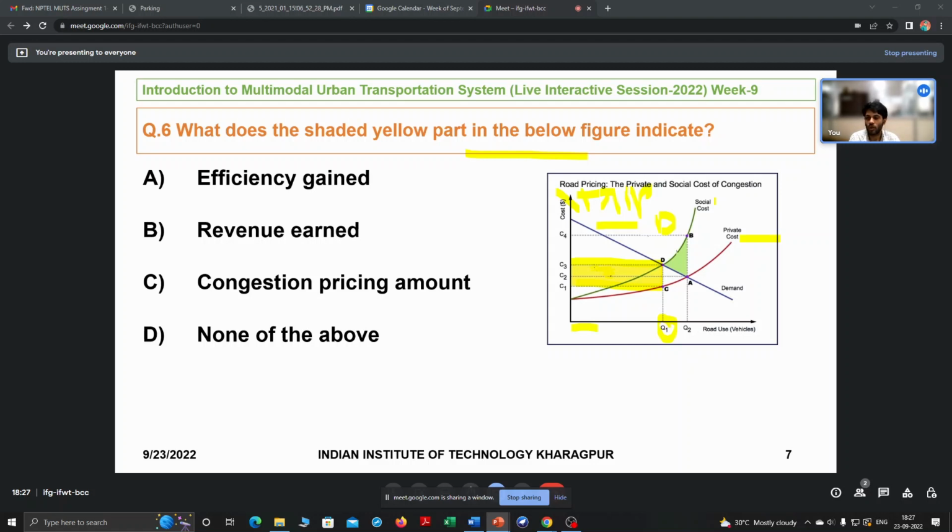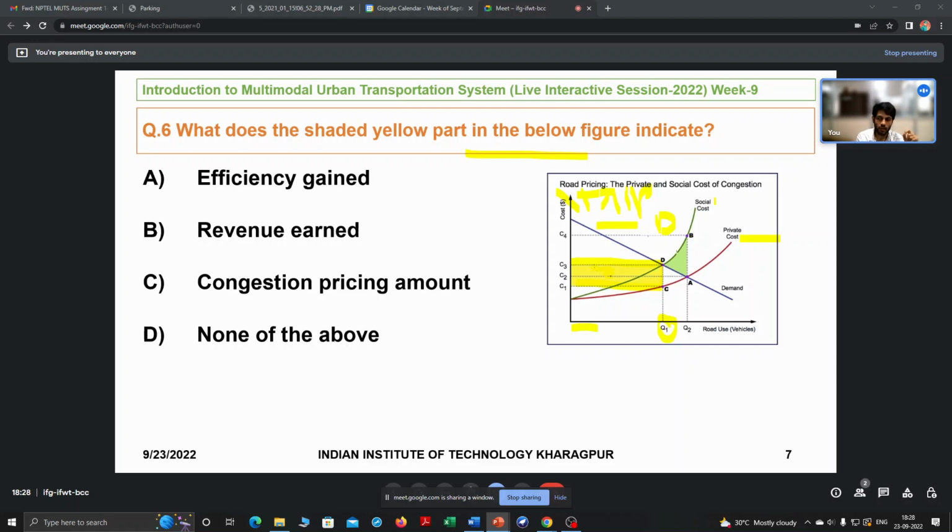Suppose you have a particular demand and your private vehicle cost is some unit C1, right? And your social cost at that particular demand is C3. So now your additional cost is what? Social cost minus private cost. So this is the cost to the society, not your private cost, right?